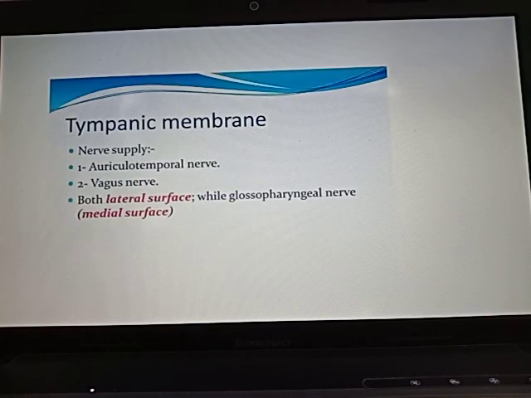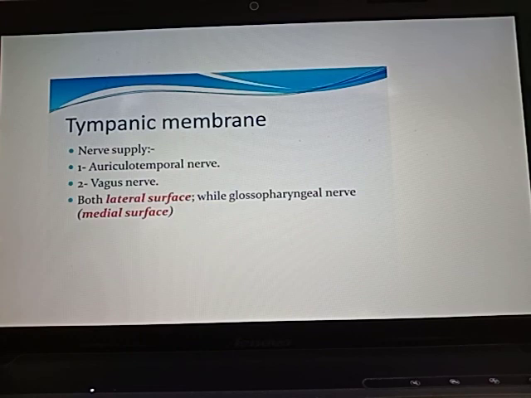Okay, then come to the nerve supply of the tympanic membrane. You all know the nerve supply of the external ear. The anterior part of the outer surface of the tympanic membrane is supplied by the auriculotemporal nerve, and the posterior part is supplied by the auricular branch of the vagus.